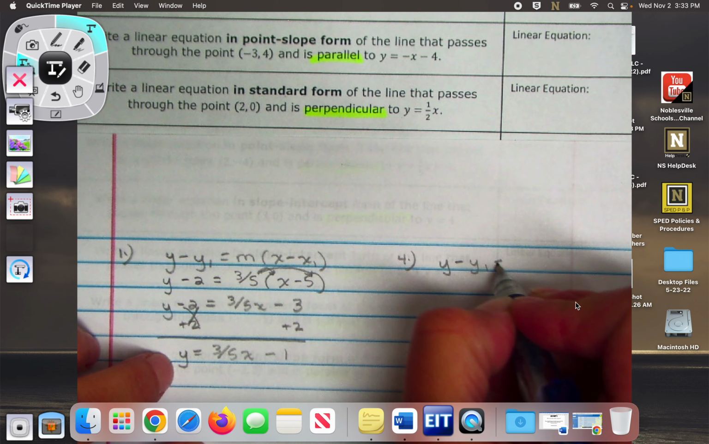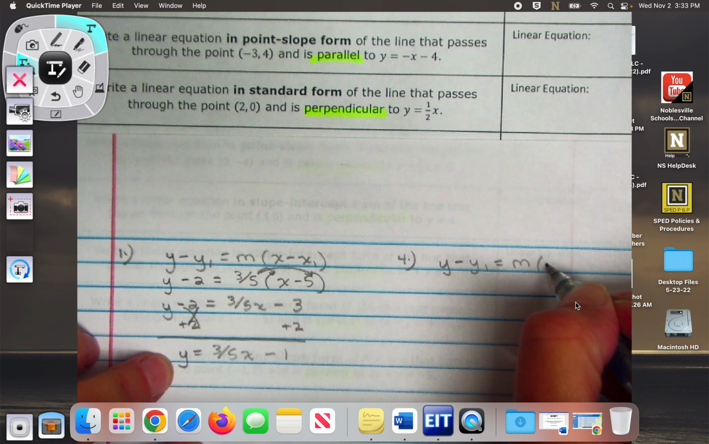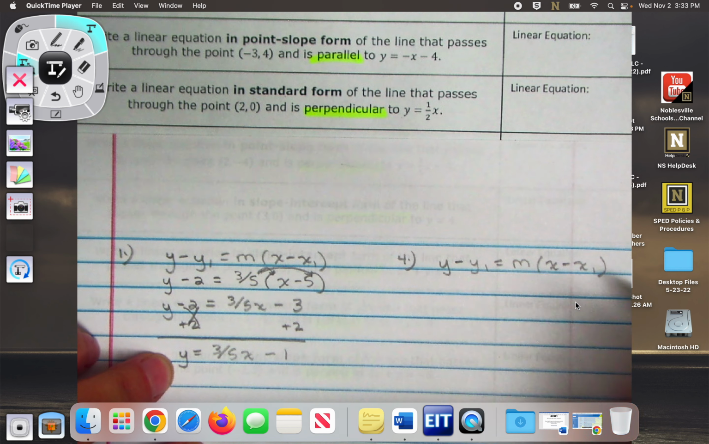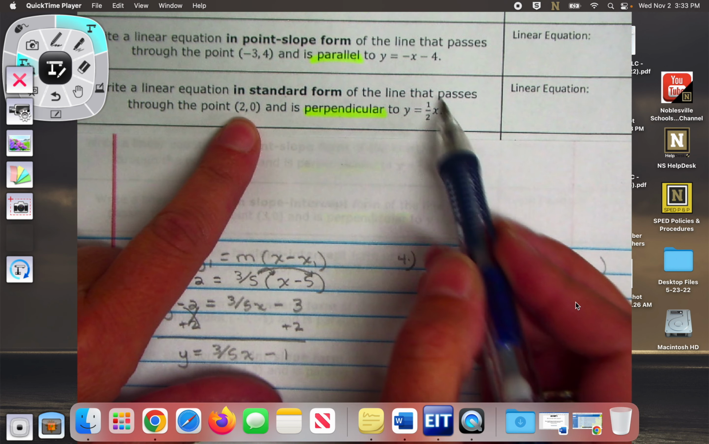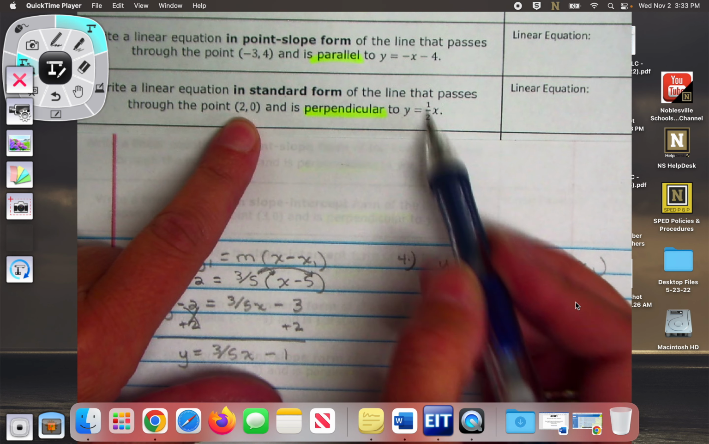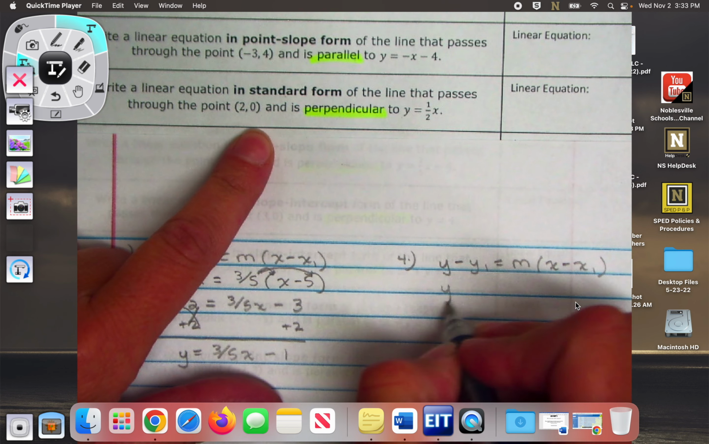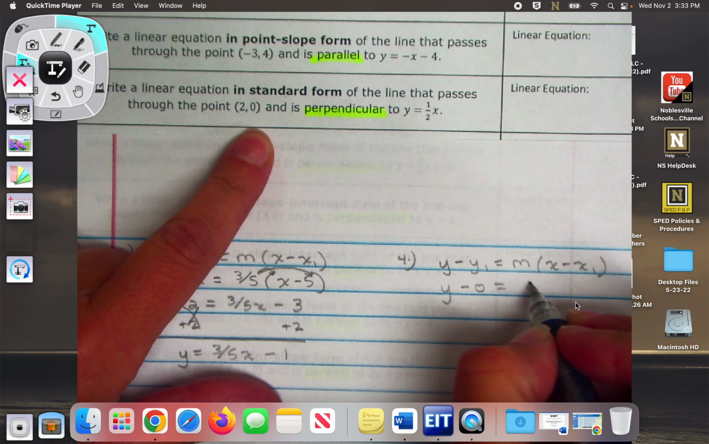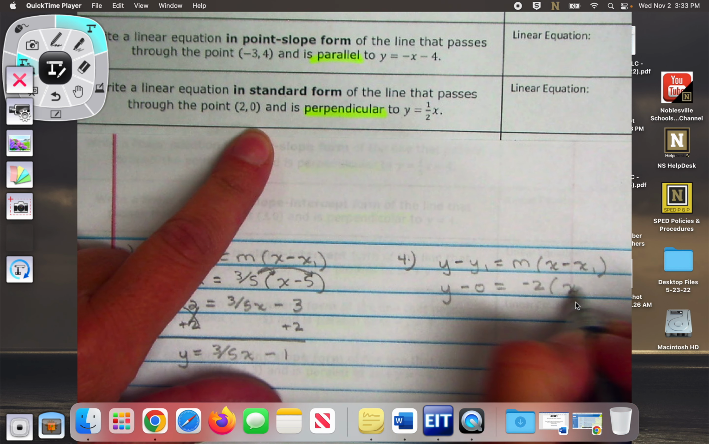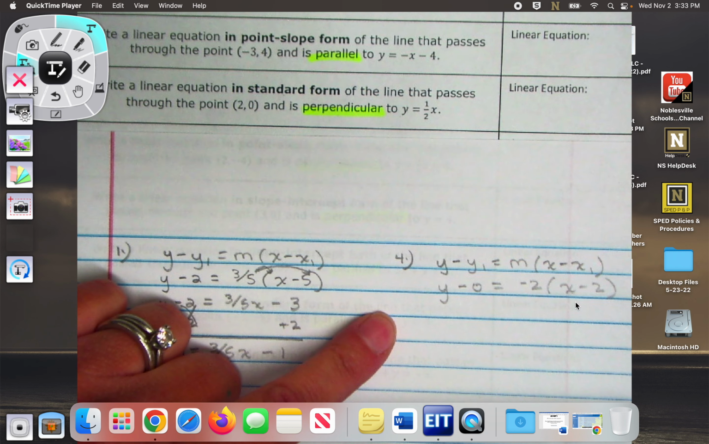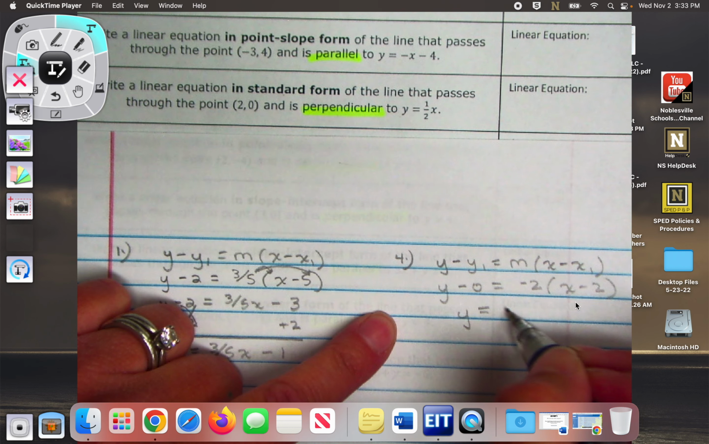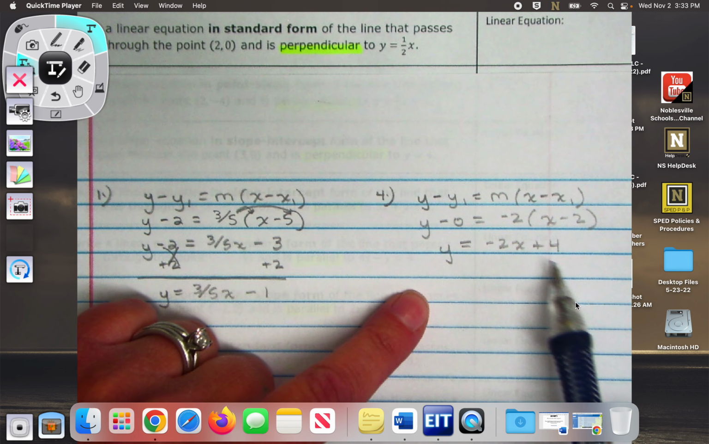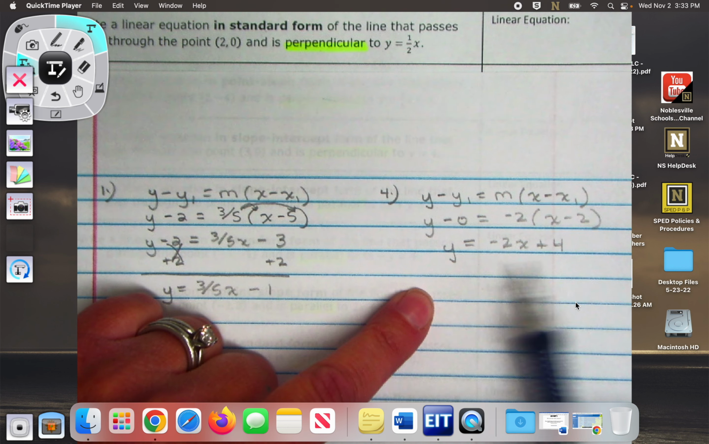Y minus y1 equals m times the quantity x minus x1. I'm going to take this point and this slope. I know it's going to be -2 because -2 is the slope of a perpendicular line. Y minus 0 equals -2 times the quantity x minus 2. Y minus 0 is 0. Y equals -2x plus 4. So this is great, it's in slope-intercept form.